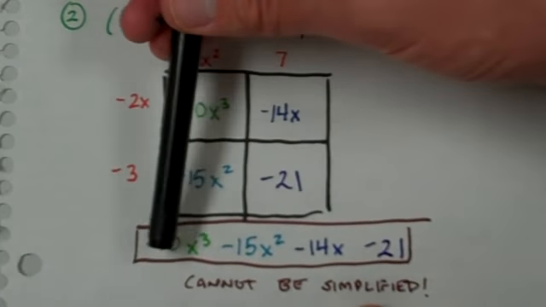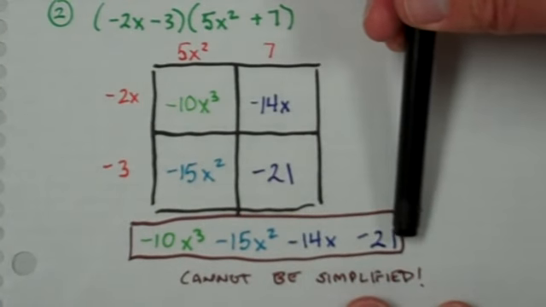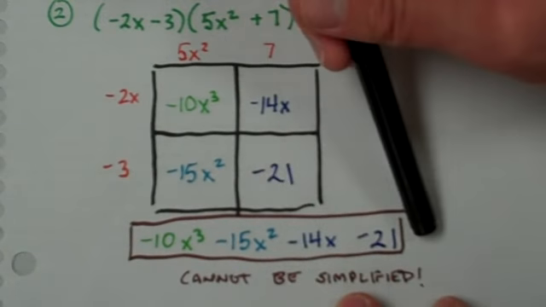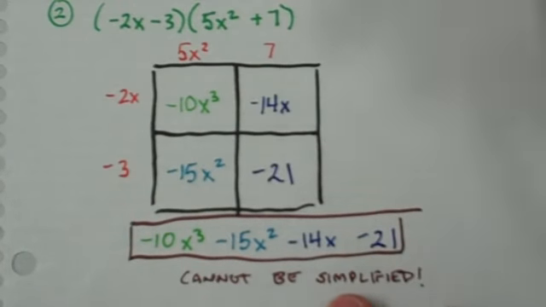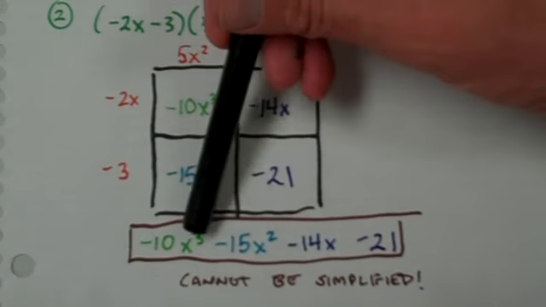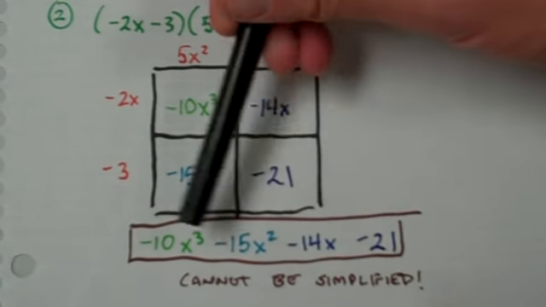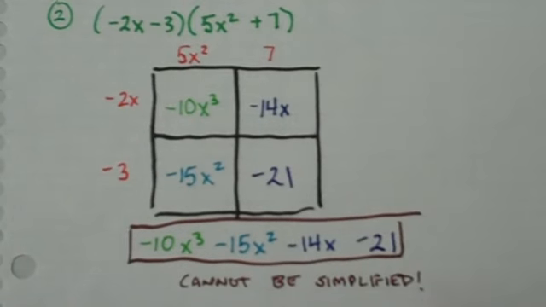Now if you notice when I write this out long ways, this cannot be simplified. There's no like terms in this. So that's our answer. That huge long thing is our answer. And notice it's also in standard form. Degree of 3, degree of 2, degree of 1, degree of 0. So it goes from greatest to least order.